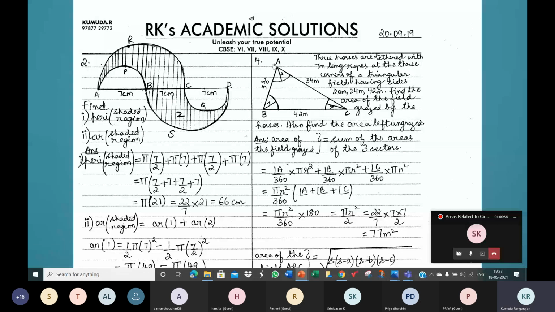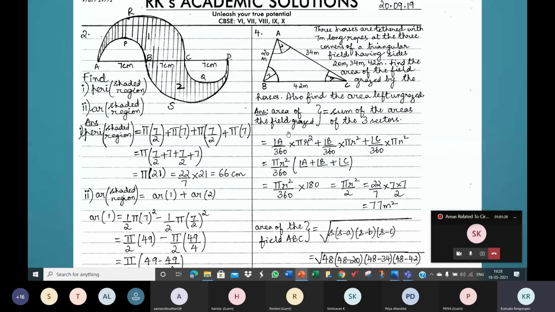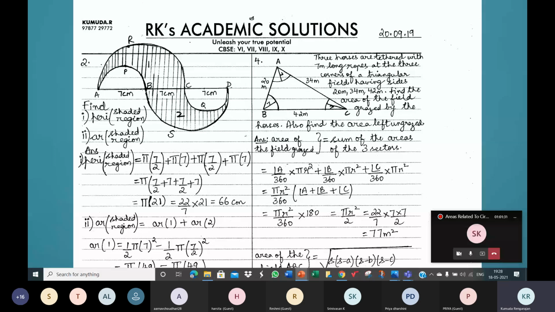And here also, at the 3 corners A, B, and C, the rope is 7 meters long. 3 horses are tethered with 7-meter long ropes at the 3 corners of a triangular field, having sides 20 meters, 34 meters, and 42 meters. Find the area of the field grazed by the horses. And also you should find the area left ungrazed.